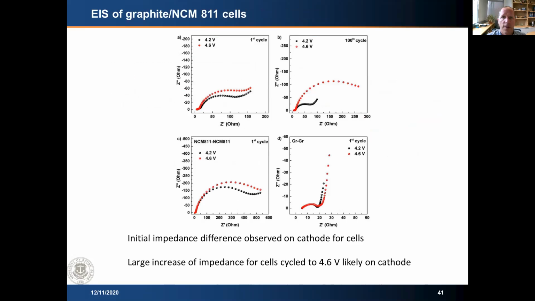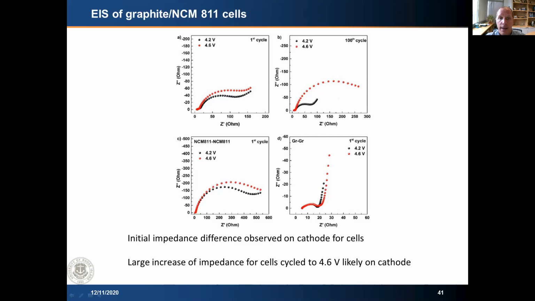If we look at the electrochemical impedance spectroscopy of the 811 cells, we see trends that are very similar to what we observed for the 622 and the 111 cells. After the first cycle, there's a small difference in the electrochemical impedance for the cell cycled to 4.2 versus the cell cycled to 4.6. However, after 100 cycles, we see much greater impedance on the cell cycled to 4.6 volts than we do for the cell cycled to 4.2 volts.